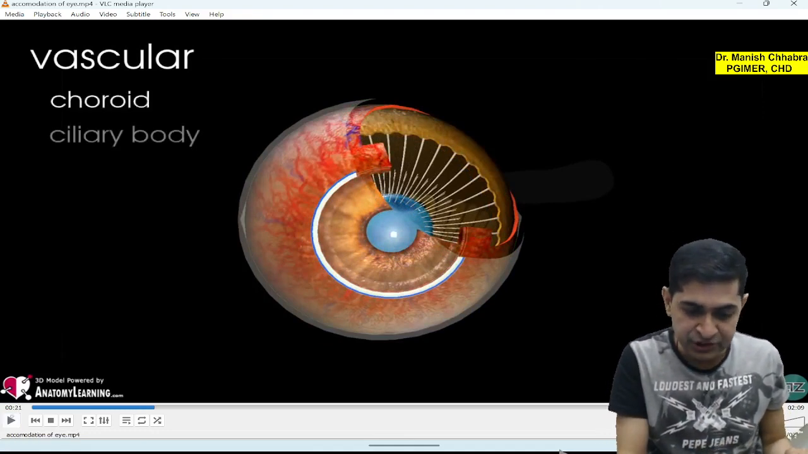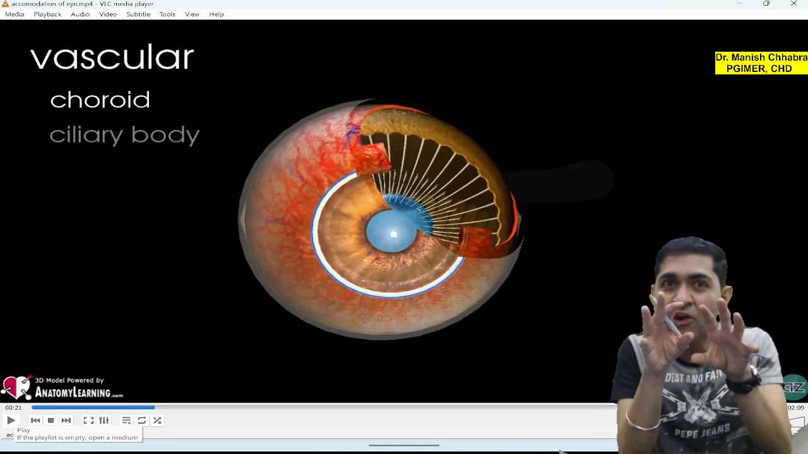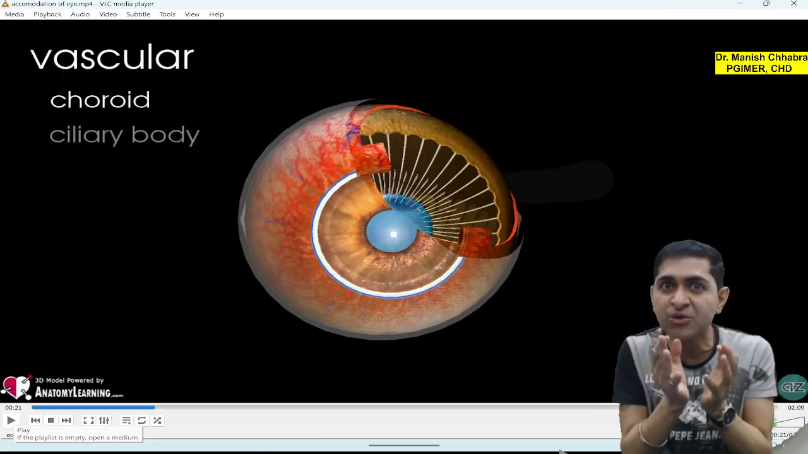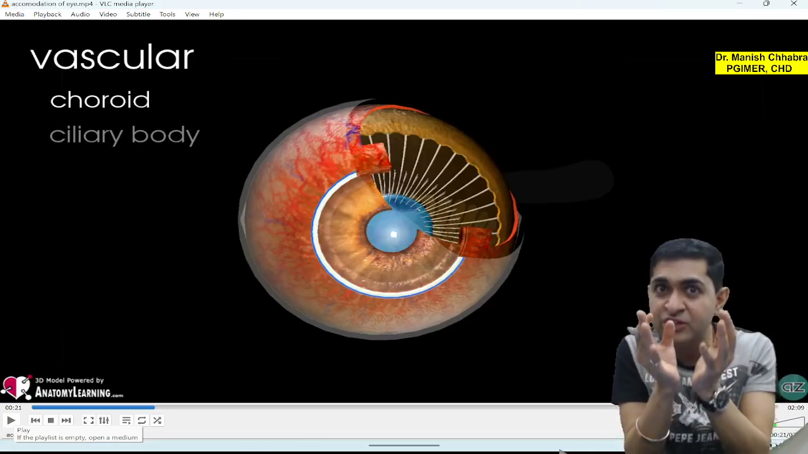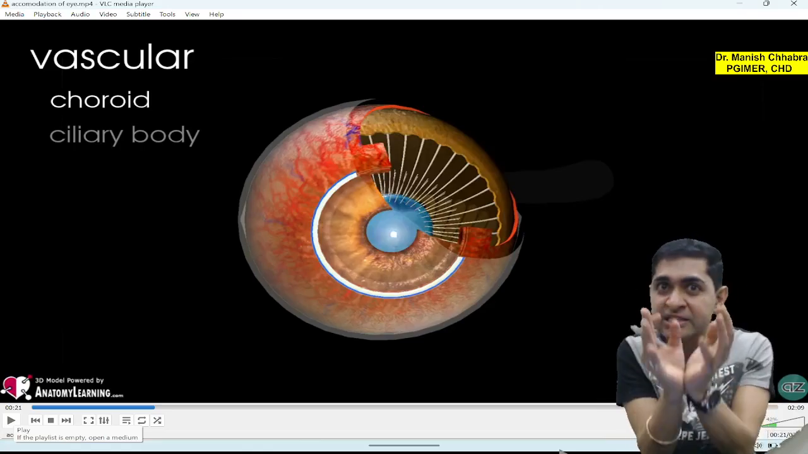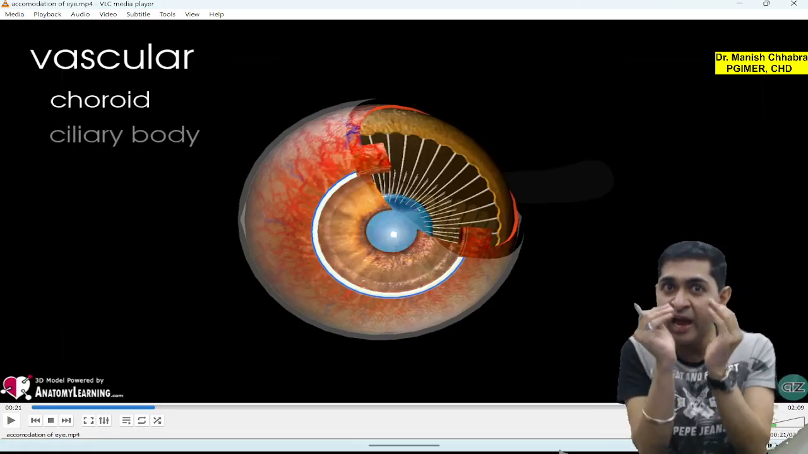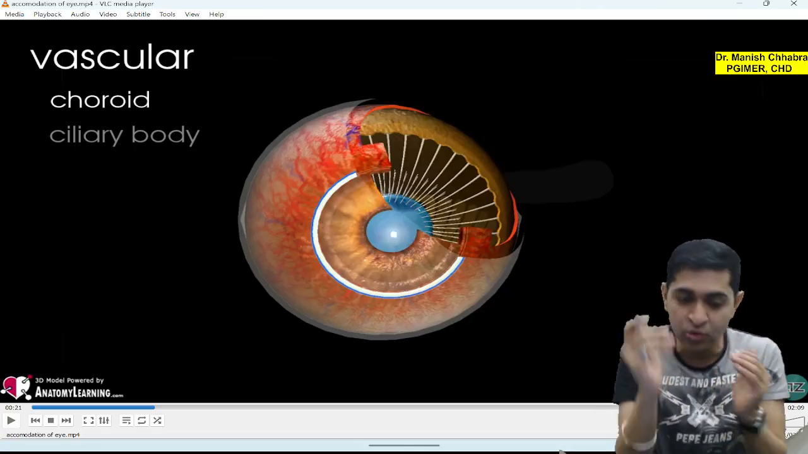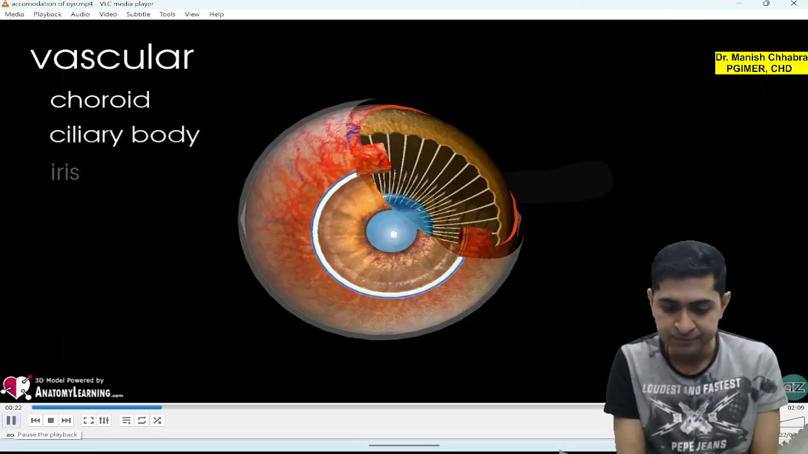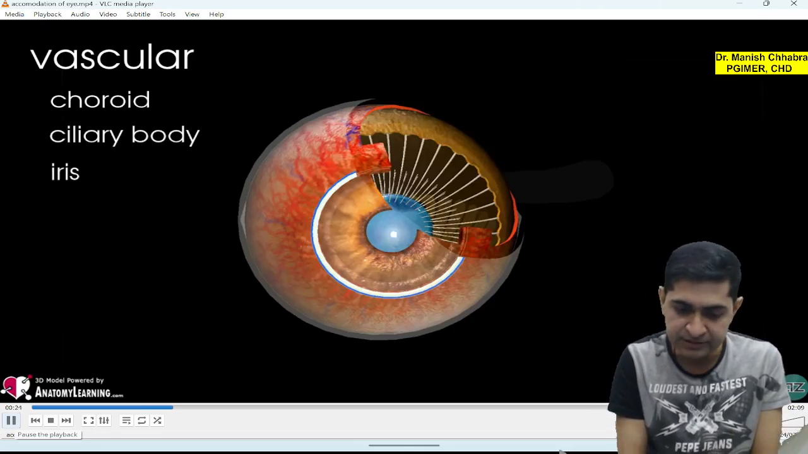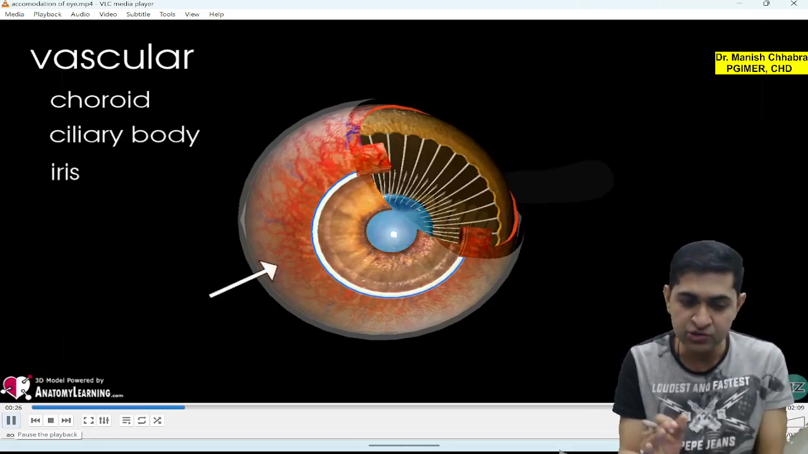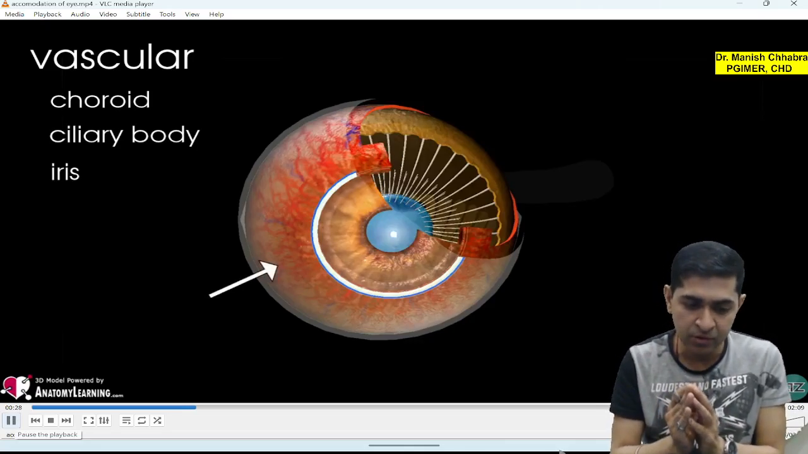Now you can appreciate the middle coat. You can see a lot of blood vessels in the middle coat. That is why we told you that the central layer is the choroid, and it is the most vascular part. So this is your choroid.